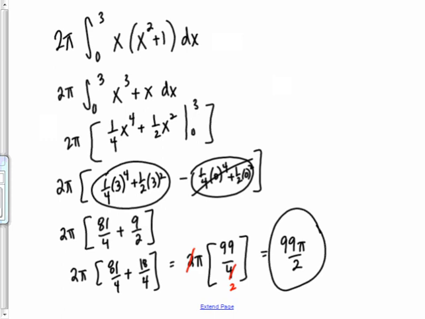So the shell method was easier for me on that one because everything was already set up to use a dx instead of a dy.